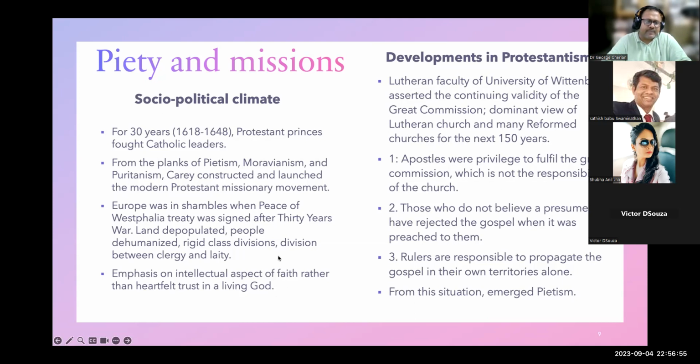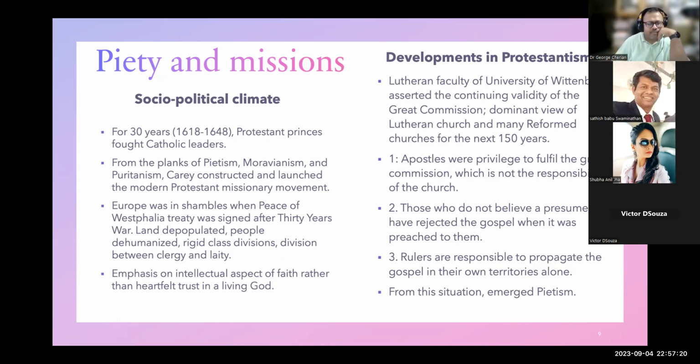Sure, Pastor. When that war ended, the Peace of Westphalia treaty was signed to end this war. Like I said, entire cities were wiped off, land was depopulated, people were dehumanized. They had seen so much of war, so much of killing, that they were desensitized.